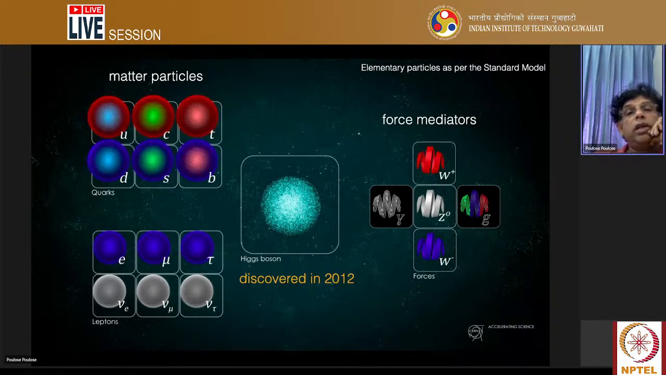It's heavier than the proton, something like 130 times that of the proton, in fact, but lighter than the top quark. So of all the elementary particles, the top quark is the heaviest one, and the other particles are all lighter than that.